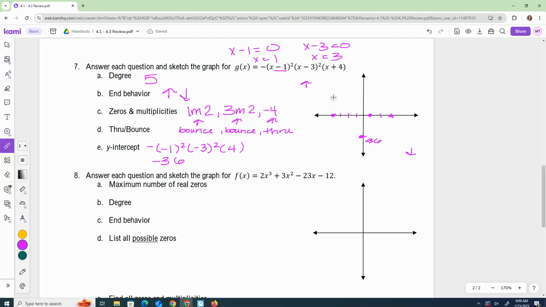So my graph, I just start up here. At -4, we said it would go through. Have to cross the y-axis at -36. At 1, we said our graph would bounce. And at 3, it bounces.